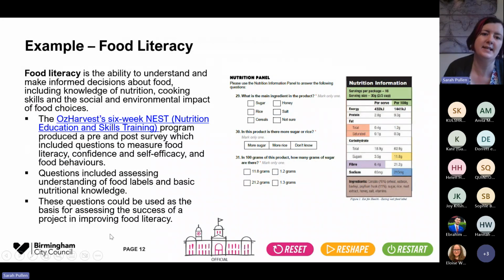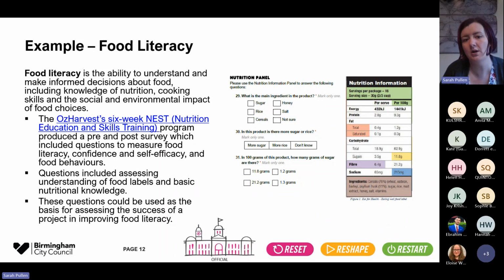With food literacy, this is the ability to understand and make informed decisions about food, including knowledge of nutrition, cooking skills, and the social and environmental impacts of food choices. So I put a link here to the OzHarvest 6-week NEST, so Nutrition, Education and Skills Training Programme, because they produced a pre and post survey which included questions to measure food literacy, confidence, self-efficacy, which is how much people feel confident that they're able to do something, and they feel empowered to be able to make those decisions, and also food behaviours.